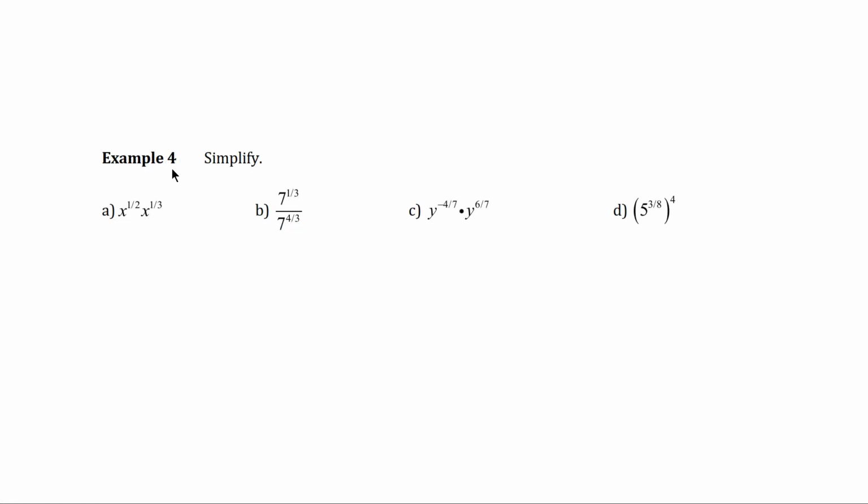Next, we have example number 4, simplify. For part A, we have x to the 1/2 power times x to the 1/3 power. Because we're multiplying the same bases, we add the exponents together. So we just take the base x, and then we add the exponents 1/2 plus 1/3.